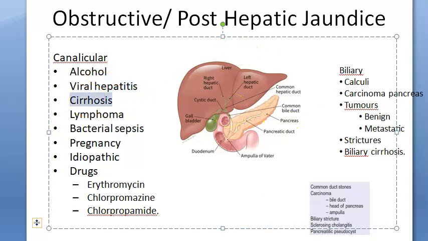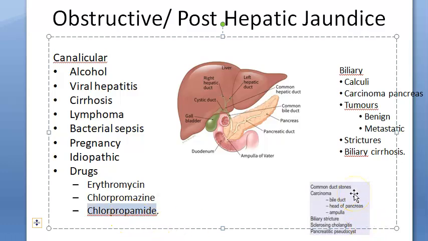Cirrhosis of liver, obviously this also you can understand. Lymphoma, some kind of a tumor. Bacterial sepsis. Sepsis is obstructing, interesting. Idiopathic, you have no idea why. And then some drugs like erythromycin, chlorpromazine, chlorpropamide.